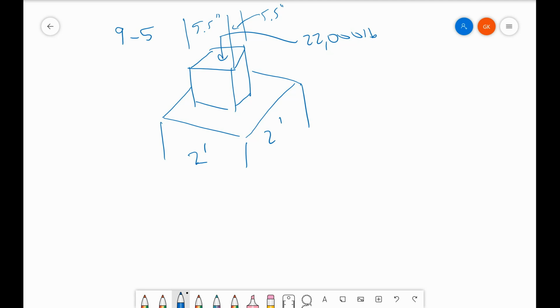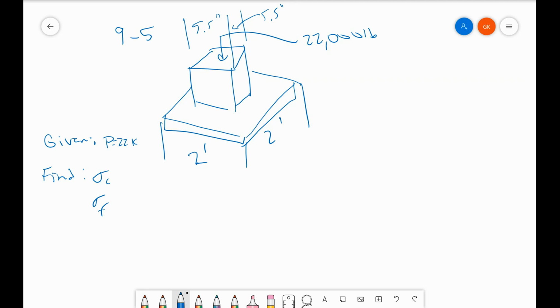Okay, so given P equals 22K, find the stress of the column and the footer interface, and the stress at the footer soil interface. Are they going to be the same? Are they going to be different?